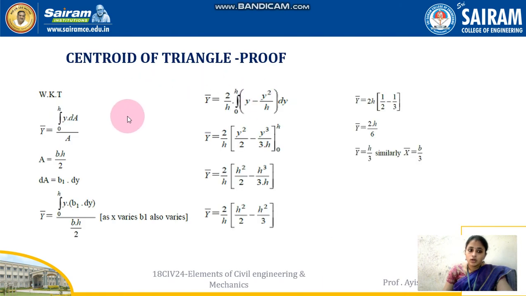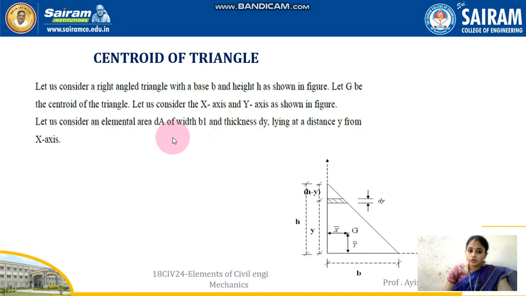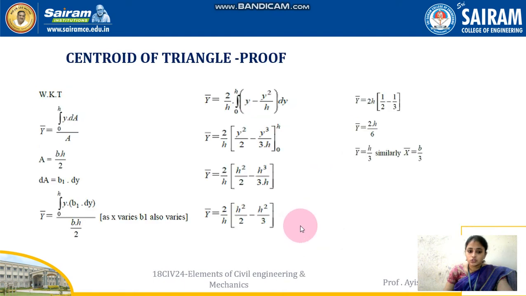Okay, so we knew the formula of y bar from the plane figure derivation we did earlier. y bar is equal to integration of y dA by A. Limits we don't know, right? So how to fix the limit: in the y-axis, you can see the 0th distance to h distance, h is the whole distance. So we are taking 0 to h. And we need to get the A and dA values.